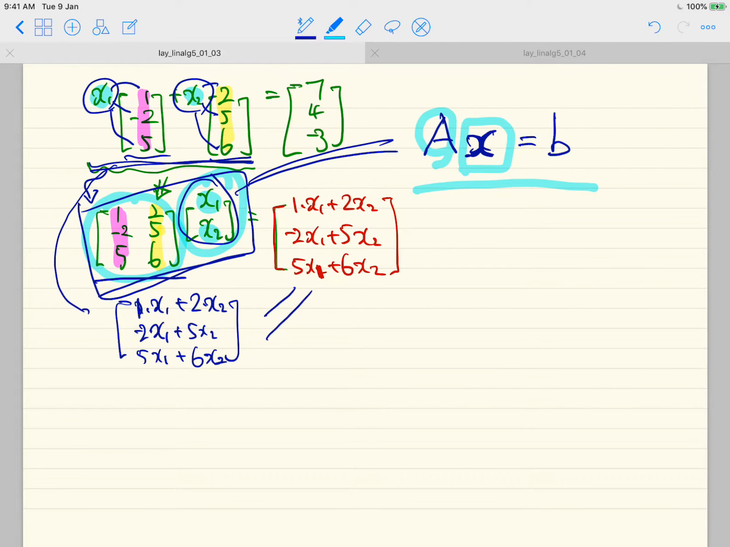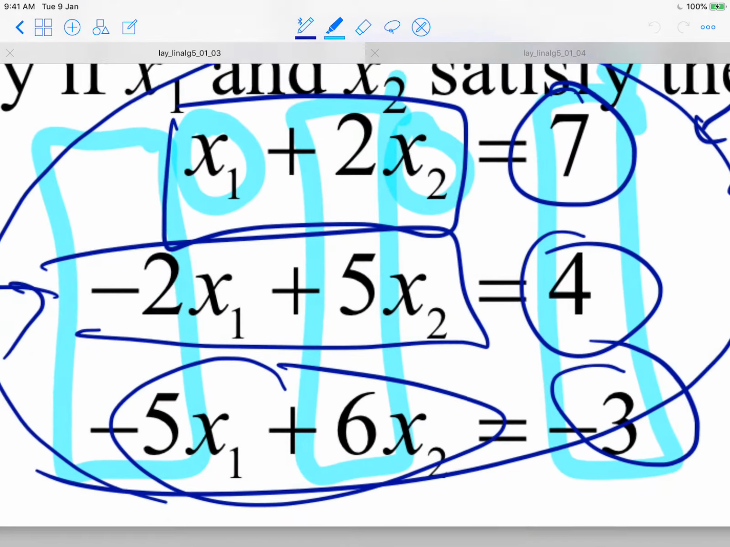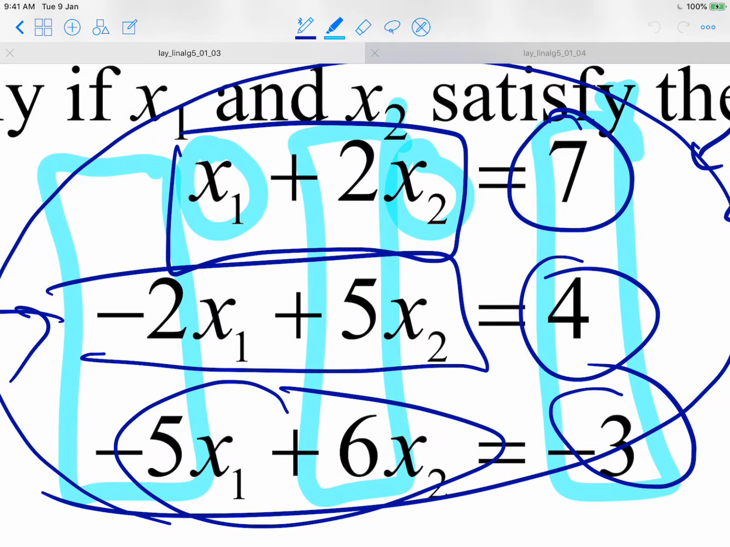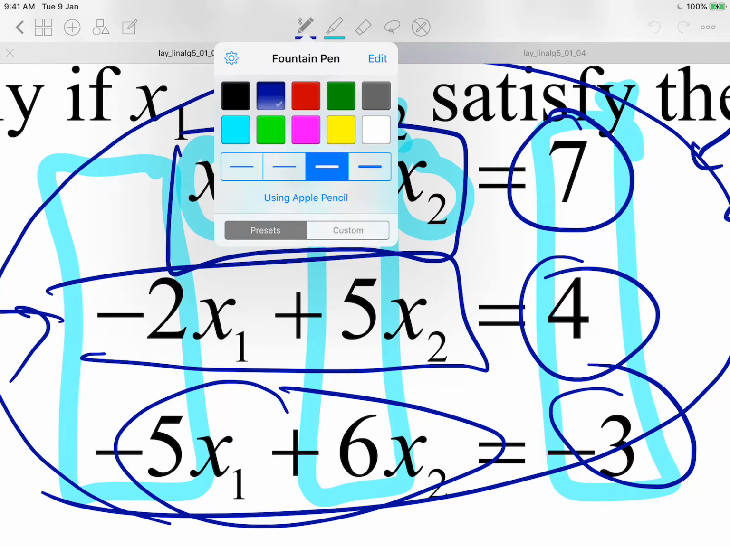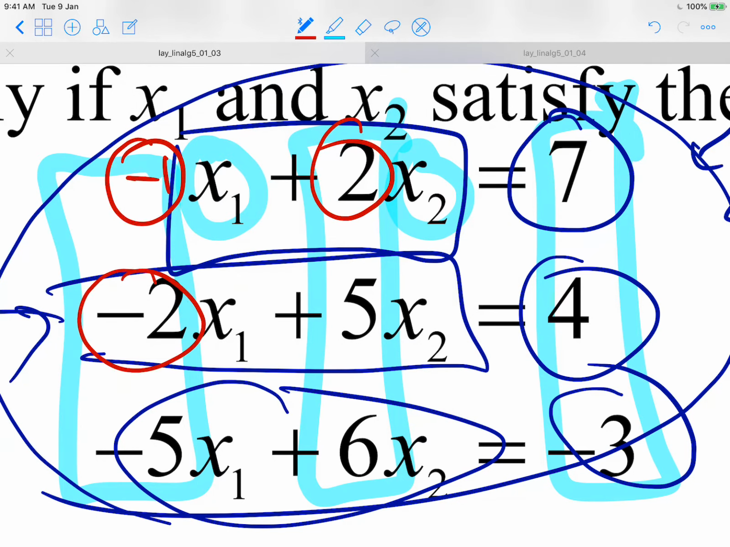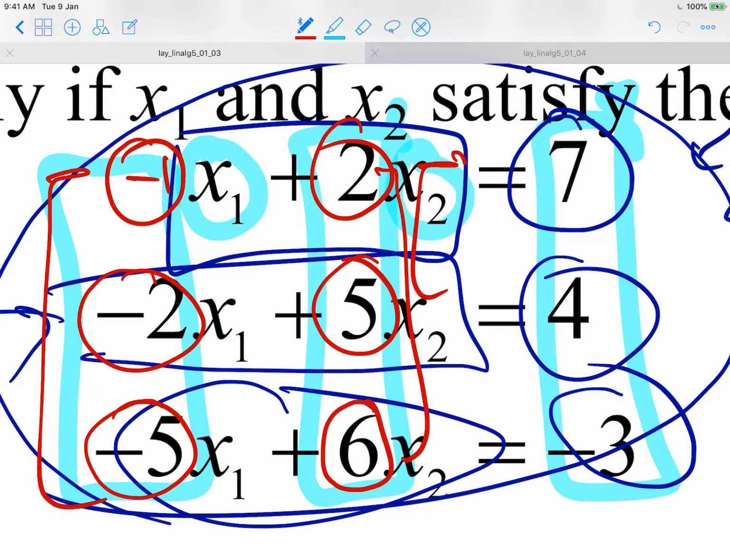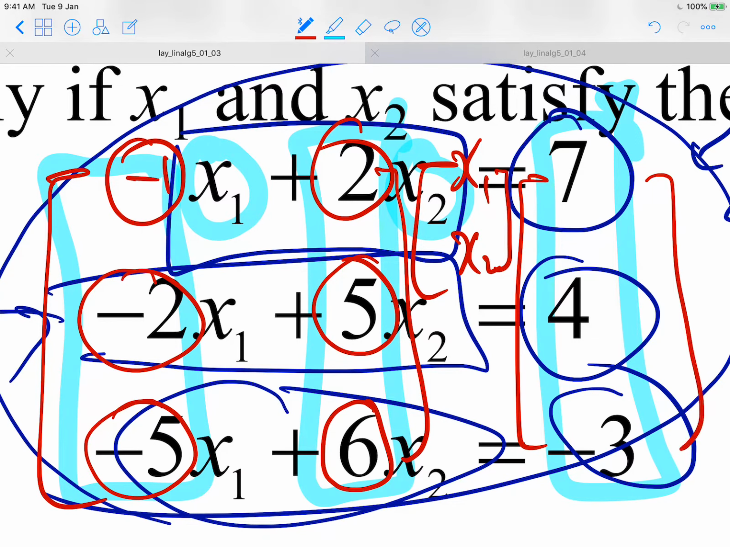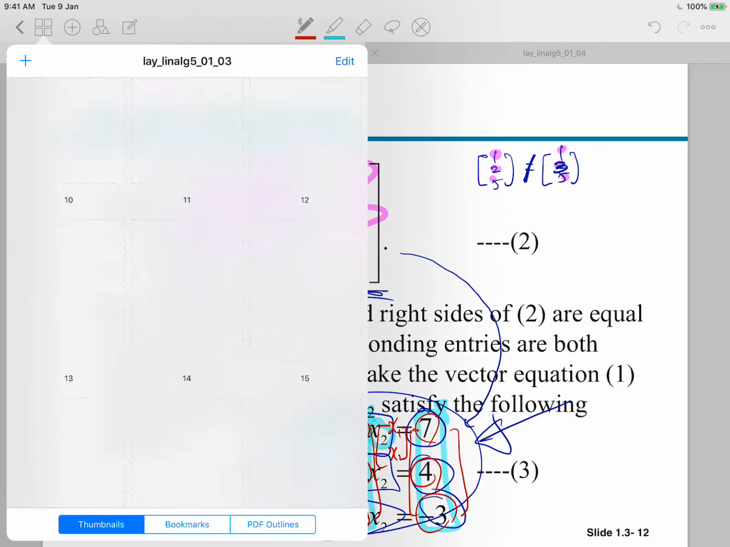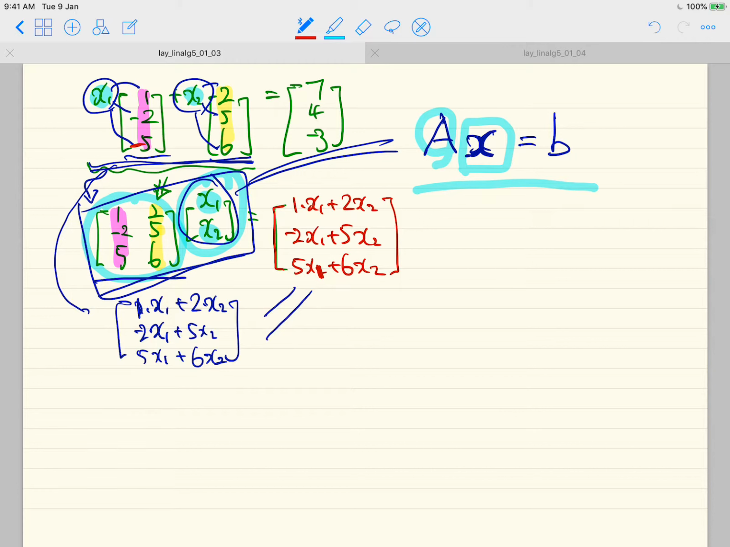And how do we obtain this matrix equation? It's really simple. We just form the matrix: negative 1 and 2, negative 2 and 5, negative 5 and 6. We collect a 3 by 2 matrix, and using this matrix, we multiply x1 and x2 as a column vector on the right. That should be the same as 7, 4, negative 3. That is the matrix equation form. And by the way, it should have been negative 5, right?